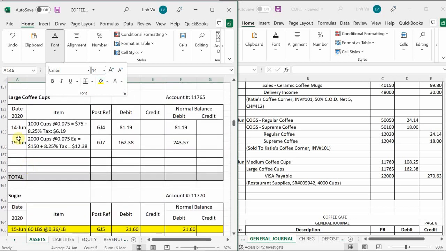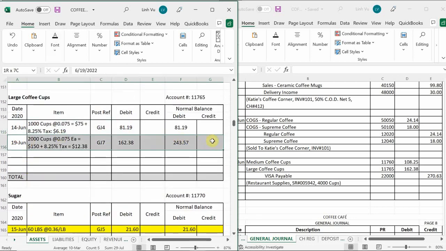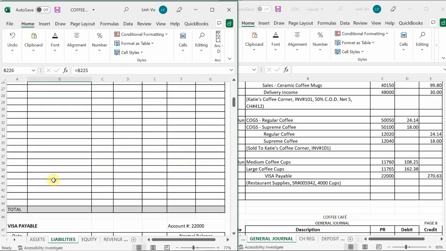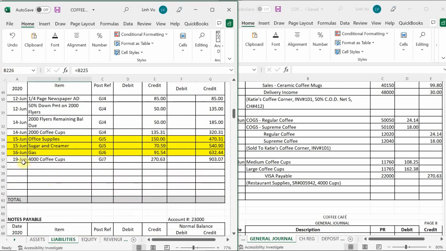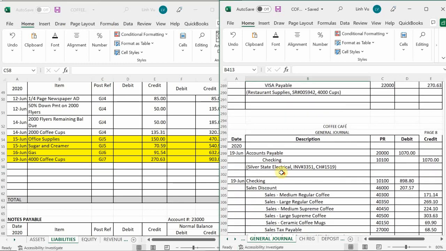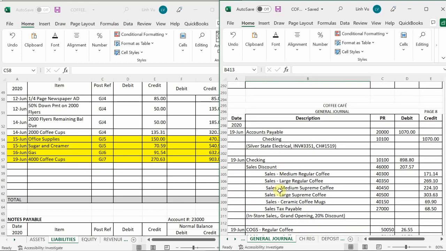And let's see. And we also purchased the large cups for the $162.38. Okay. And did we charge it on our credit card? Let's see. Yes, we did. Right here, we bought 4,000 coffee cups. Okay. There you go. So that page is done. Nothing there. All right. So now we have an accounts payable for page 8 here.